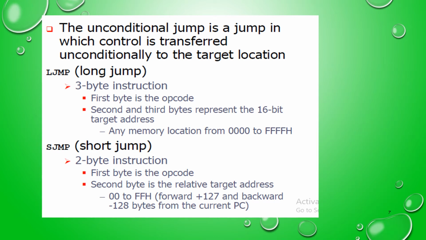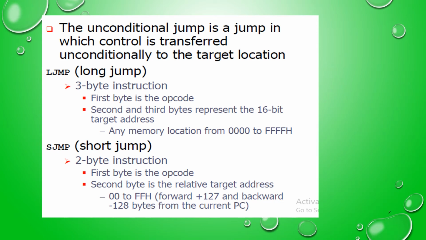For this reason, one more jump is made available under the category of 2-byte instructions, and that is short jump. This can save memory in many applications where space is short. So short jump is 2 bytes. The first byte is the opcode and the second byte is the relative address of the target location. By default, since it is 2 bytes, the relative address space is only 1 byte.